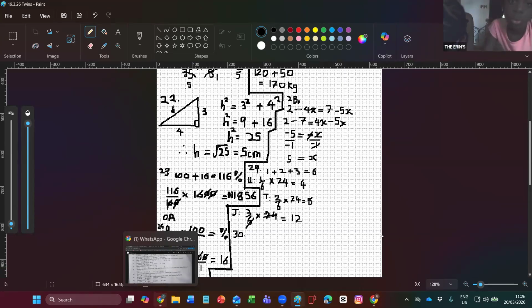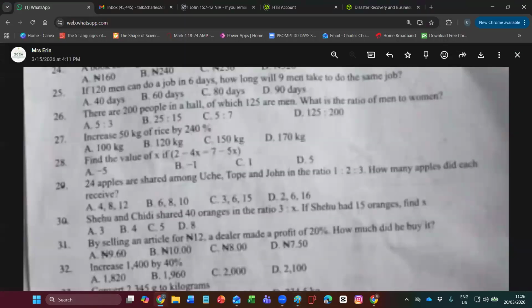Number 30 is also a ratio question. Shehu and Chidi shared, but there's a twist to it, so we have to be careful. Shehu and Chidi shared 40 oranges in the ratio 3 is to X. If Shehu had 15 oranges, find X.